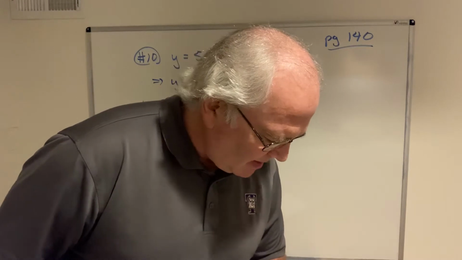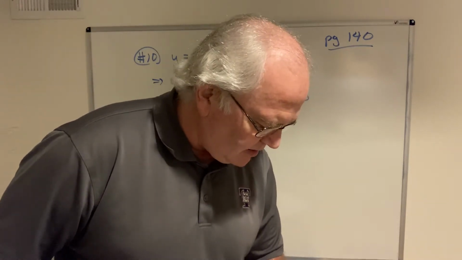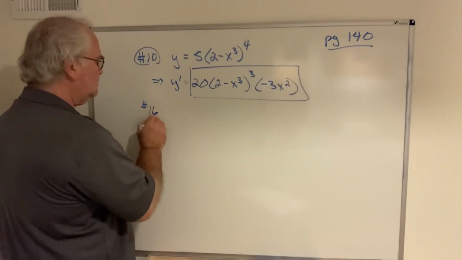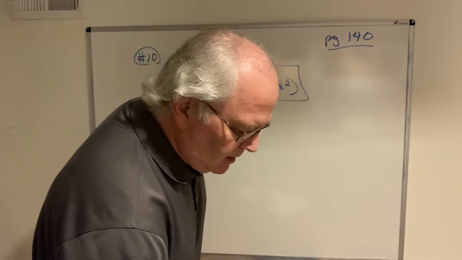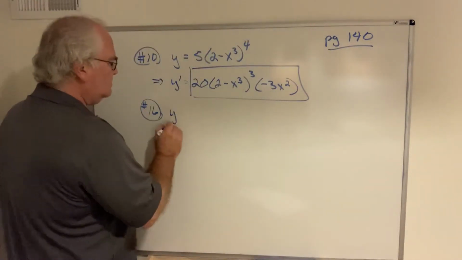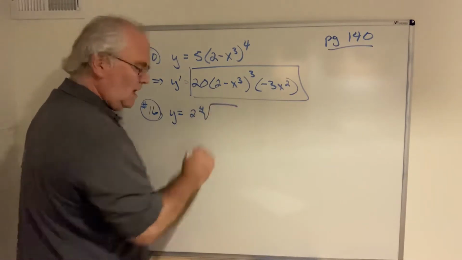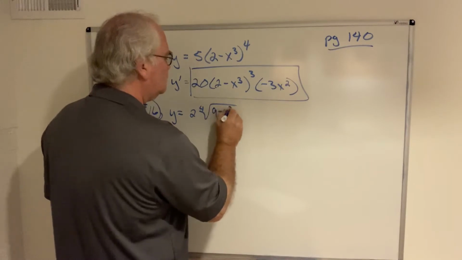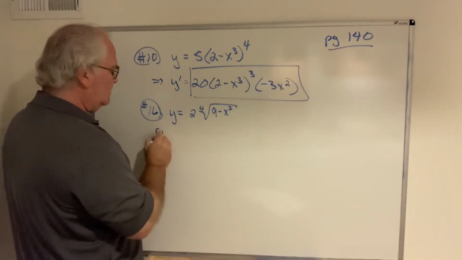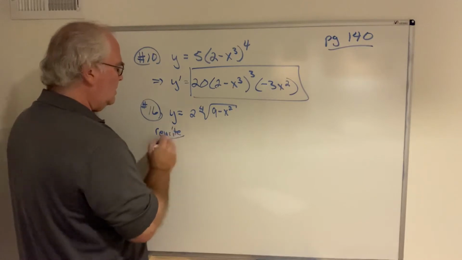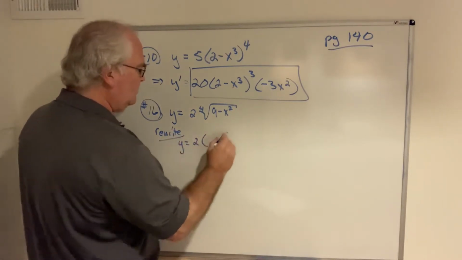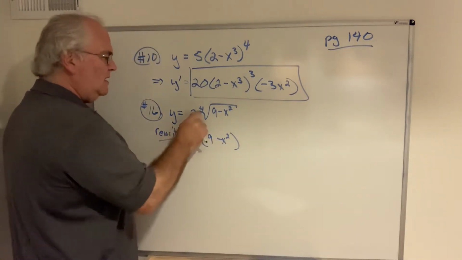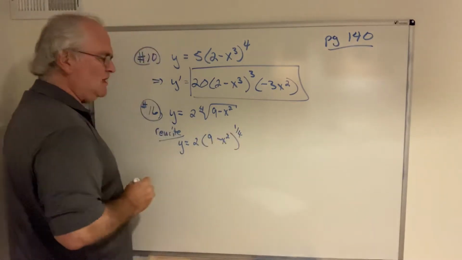All right. Let's play with number 14. Or how about number 16? Number 16's got a little more spine to it. So this is 2 times the fourth root of 9 minus x squared. And again, rewrite. No calculus is happening here. I'm just rewriting because radicals don't play well with derivatives.